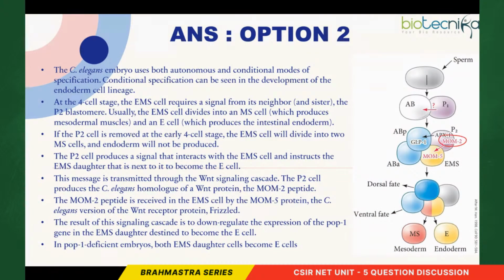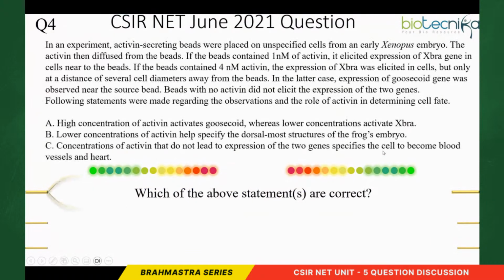So this is what I was telling you. The signal name is MOM2 and the receptor name is MOM5. So P2 releases signal MOM2, and the EMS daughter cell has the MOM5 receptor, because of which it will downregulate POP1 and lead the daughter cell to the formation of endoderm, whichever is closer to P2, because this is paracrine signaling. It cannot signal the cell which is away from it. Okay. Then one more question.